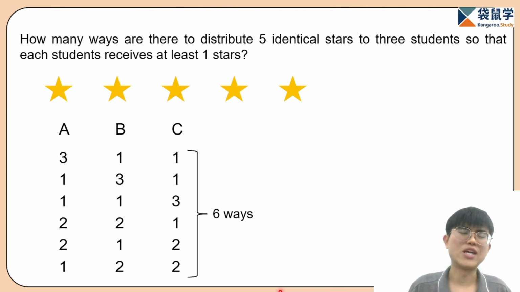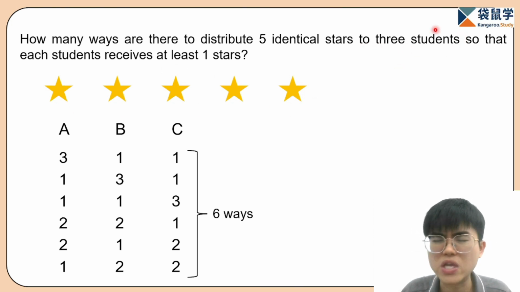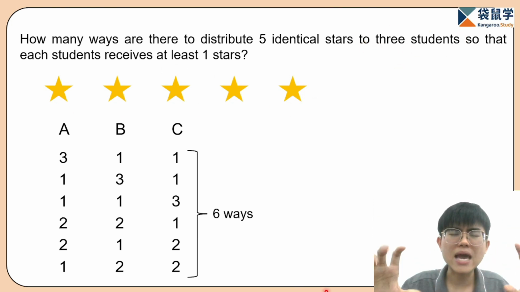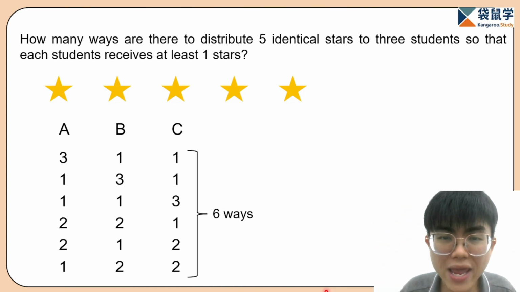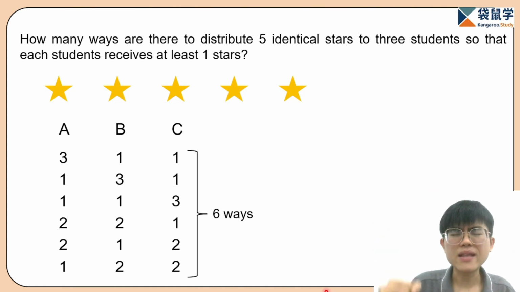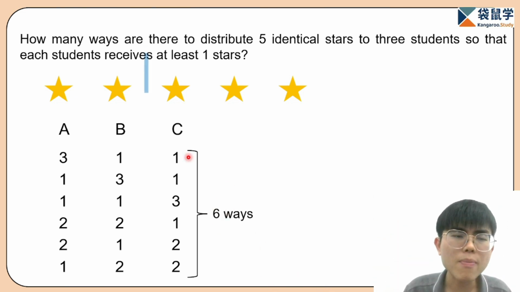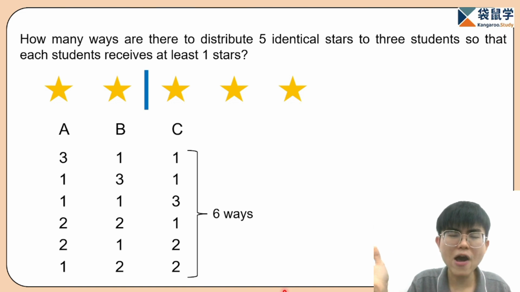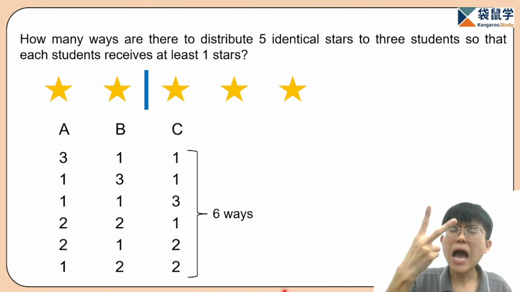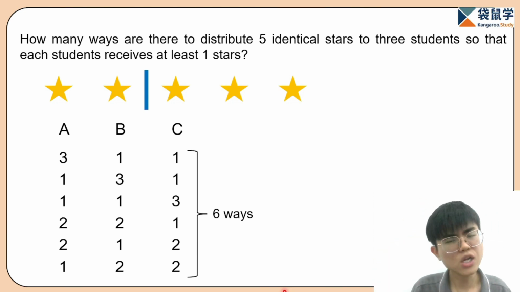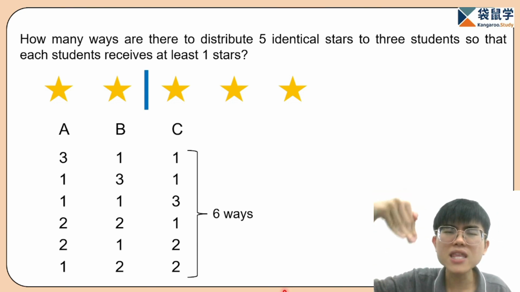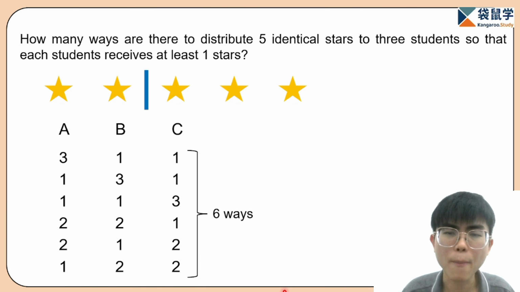Now let me ask you guys a question. 5 identical stars, I need to distribute to 3 different students. I have to separate my stars into how many different portions? 3 different portions, right? So everyone, let's say now I have an identical bar. Let's say I put 1 bar over here. Now I have how many different portions? I have only 2 portions. I need 3 portions. So in this case, I have to put another bar to make sure that there will be 3 different portions.